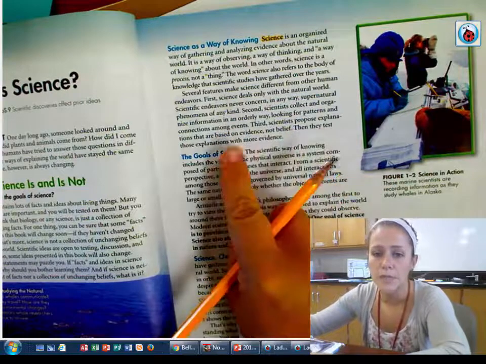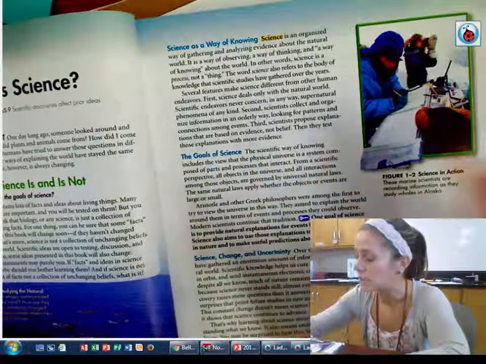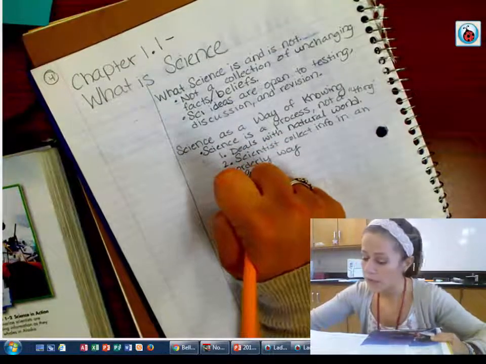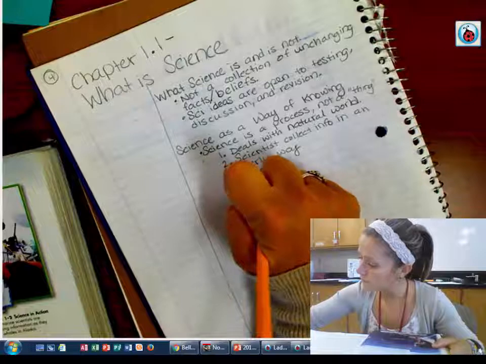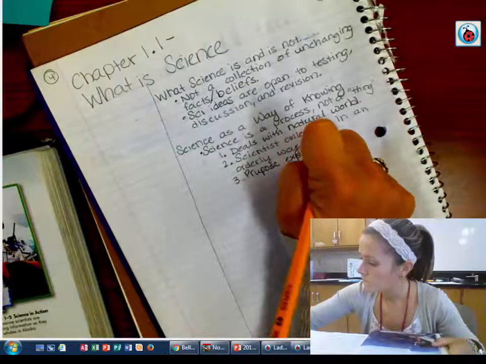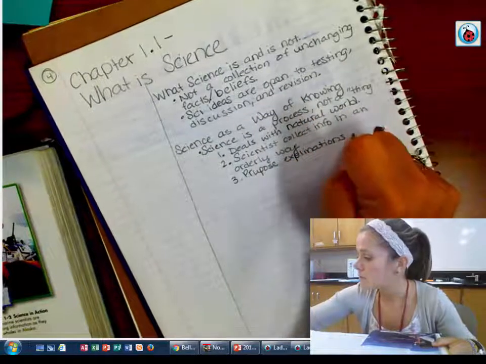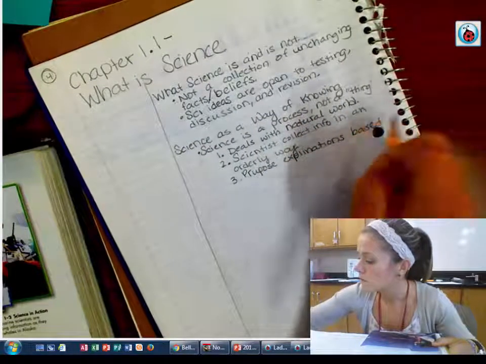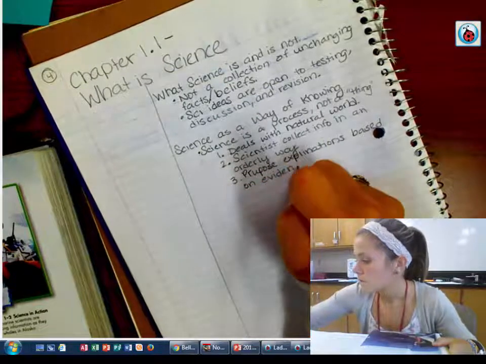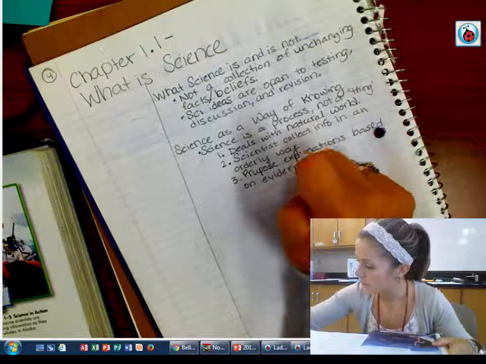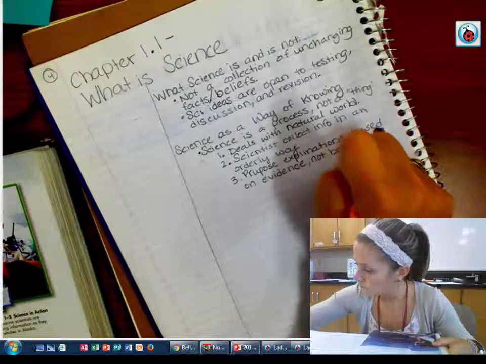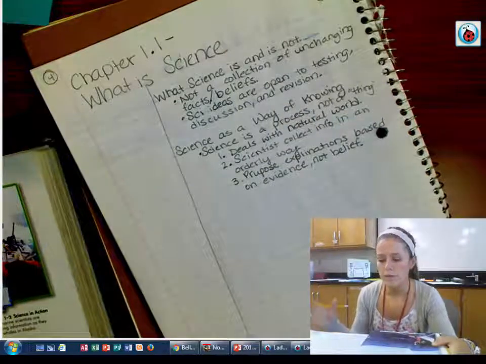Third, scientists propose explanations that are based on evidence, not belief. So, propose explanations based on evidence, not belief. Okay, so we covered that chapter.